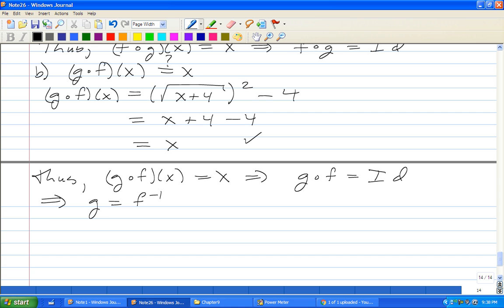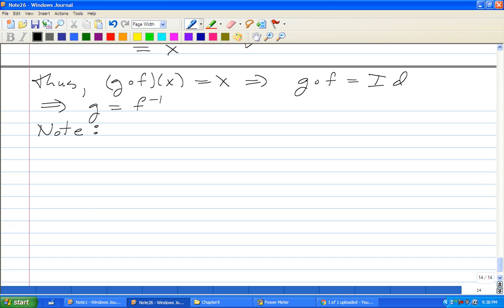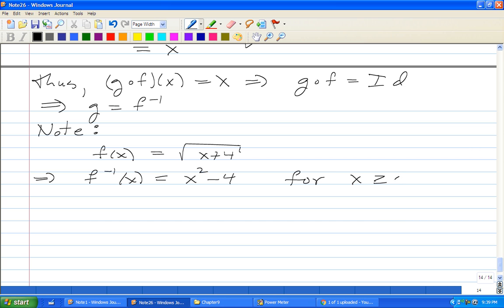So again, note the following, even though I've said it before in the previous note. F of x is equal to the square root of x plus 4, and g of x, which we found was the inverse function, was equal to x squared minus 4 for x greater than or equal to 0. However, the reciprocal of f of x is equal to 1 over the square root of x plus 4.